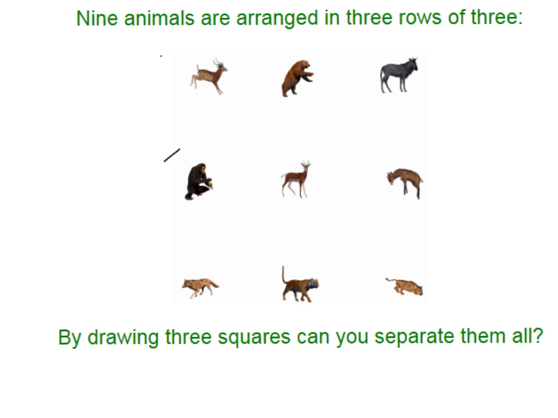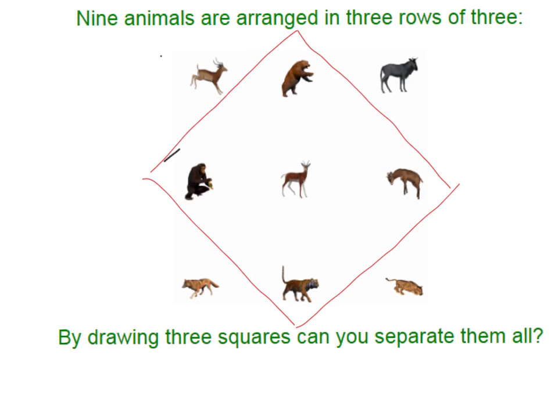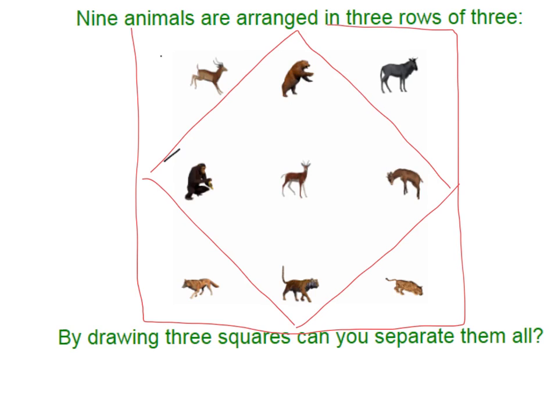By drawing 3 squares, can you separate them all? What I would do is do something like this, okay? And if I did a square on the outside, like that, it's captured all these ones here, and then just finally my third square is something like that. That's pretty good.